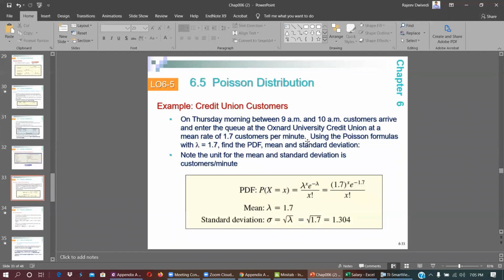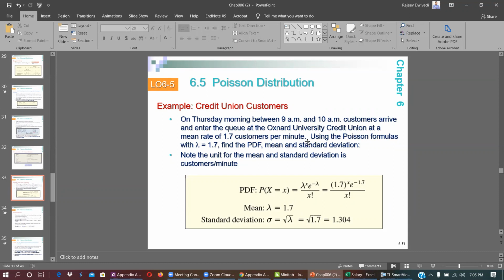Now let's go to the question. On Thursday morning between 9 and 10, customers arrive and enter the queue at Oxnard University Credit Union at a mean rate of 1.7 customers per minute. Using the Poisson formula with lambda equal to 1.7, find the PDF, mean and standard deviation.